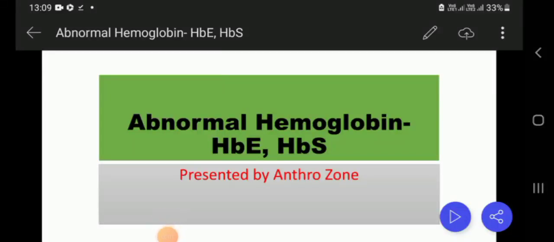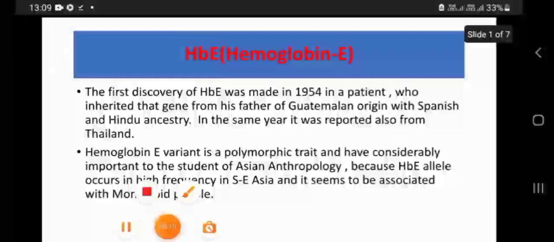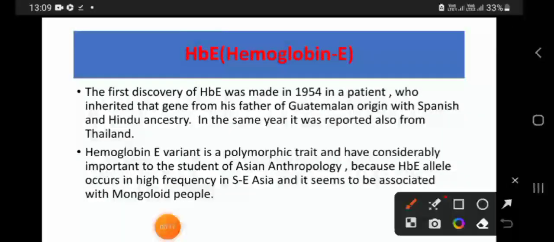Welcome to Anthropology. Today's topic is abnormal hemoglobin, which includes hemoglobin E and hemoglobin F. Firstly, we focus on hemoglobin E.